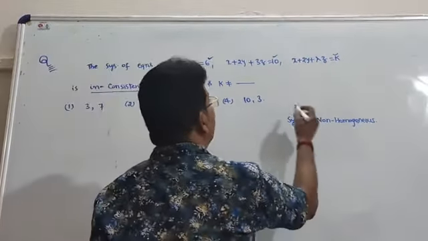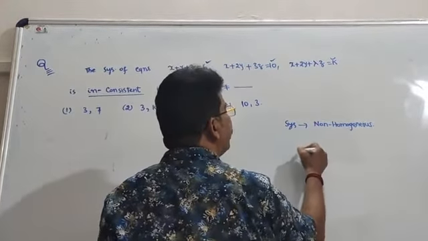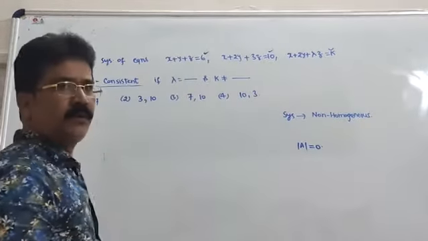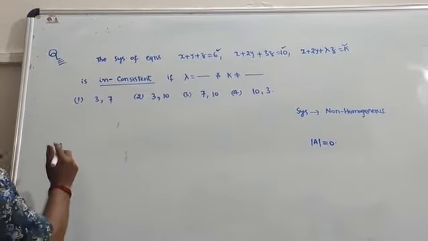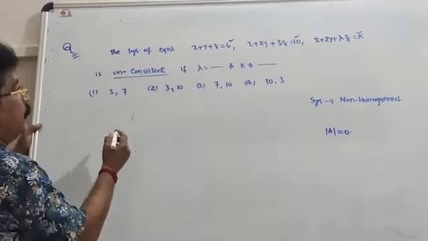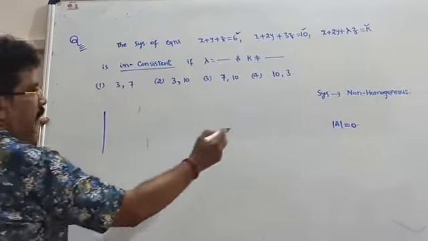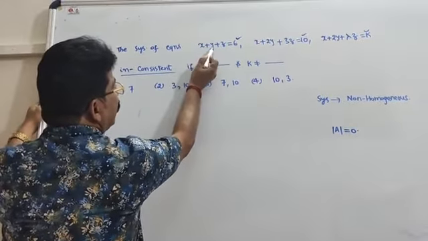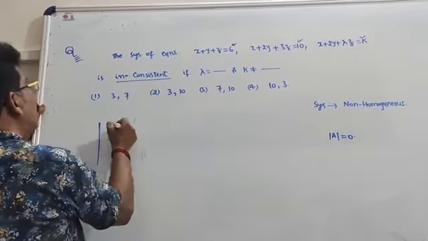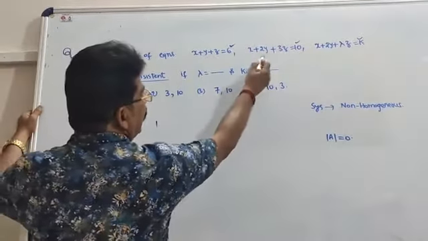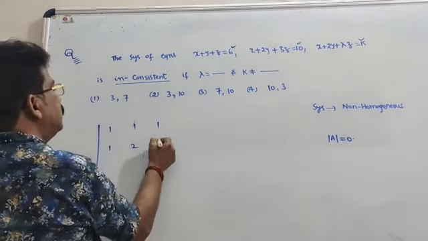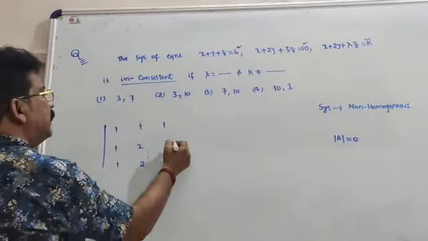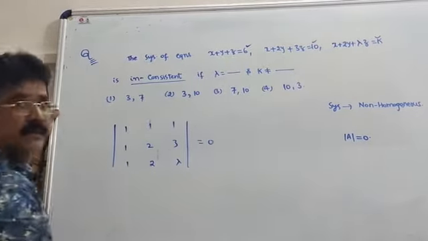So here, for inconsistent, determinant of A should be equal to 0. One simple condition, you can refer to the notes. Determinant of A means the coefficient matrix: x coefficients 1, y coefficients 1, z coefficients 1; 1, 1, 1; next 1, 2, 3; then 1, 2, lambda, should be equal to 0.